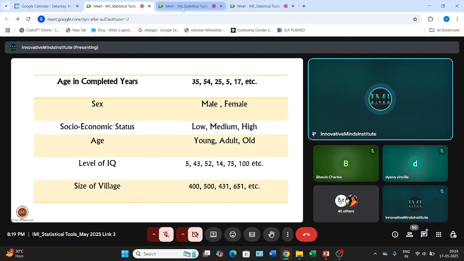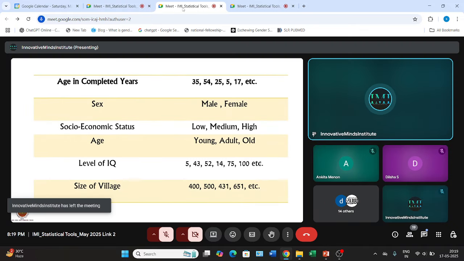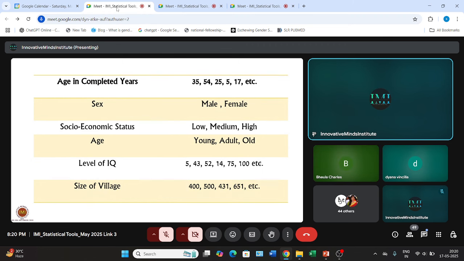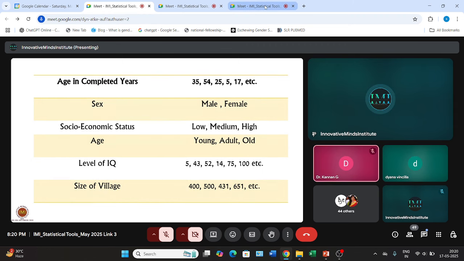Then size of the village. So I told you already. Since it's anybody's guess, let me add some value for this. Size of the village in terms of number of polio cases affected. What level of measurement? Number of polio cases. Interval? Ratio? Okay. Yes, it's numerical.